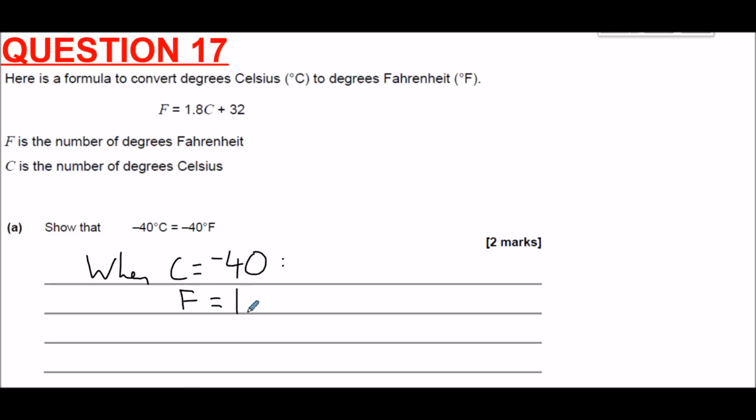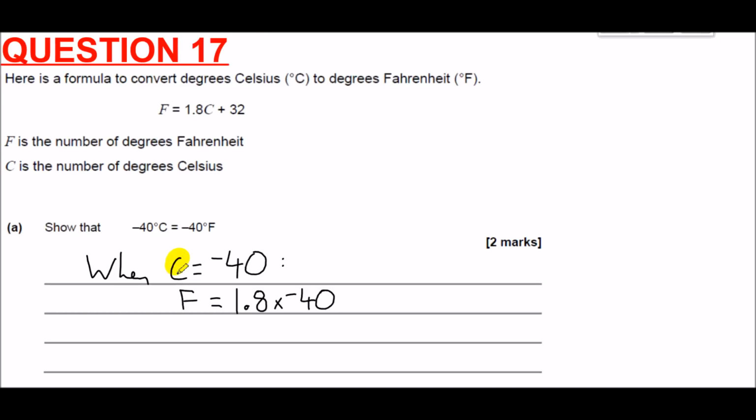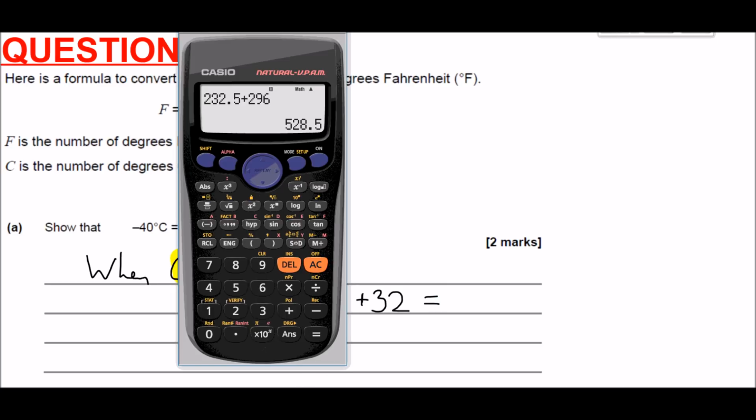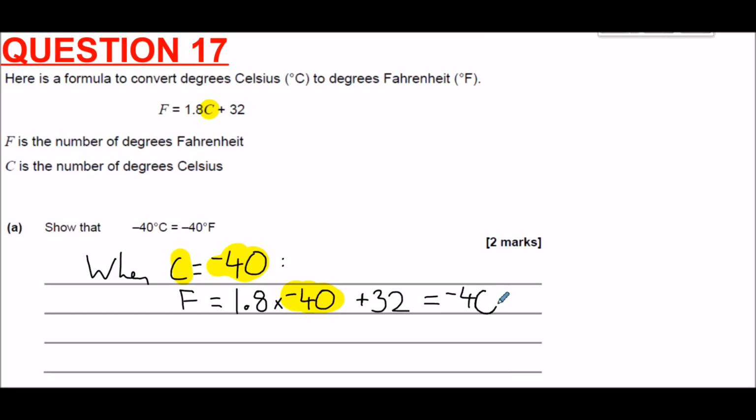F equals 1.8 multiplied by minus 40, because we're saying that C is minus 40 now. So if C were minus 40, then 1.8C means 1.8 multiplied by minus 40, and then of course plus 32 afterwards. So if we type this into our calculator and see what we get, 1.8 multiplied by minus 40 plus 32 equals minus 40. And so when we use C equals minus 40 in our calculation, F comes out to be exactly the same thing.